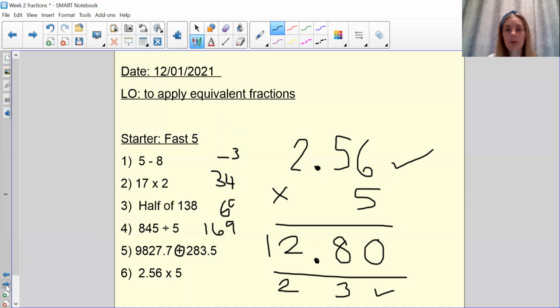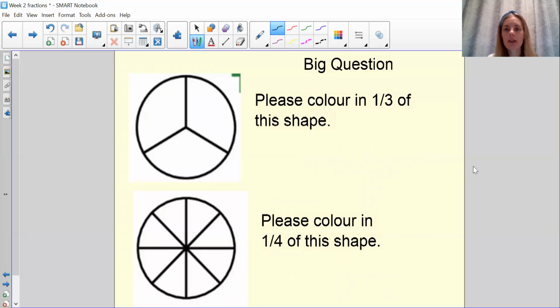Right, so as I said, our learning objective today is going to be looking at equivalent fractions and applying our knowledge from yesterday of that equivalent fractions to see how well we do. So this is your big question for today. You can have pizzas, you can have pies, cakes, if it helps you to really envision and see what we are working with. And I would like you to color in a third of this shape for me very quickly. So you can roughly draw it on in your book.